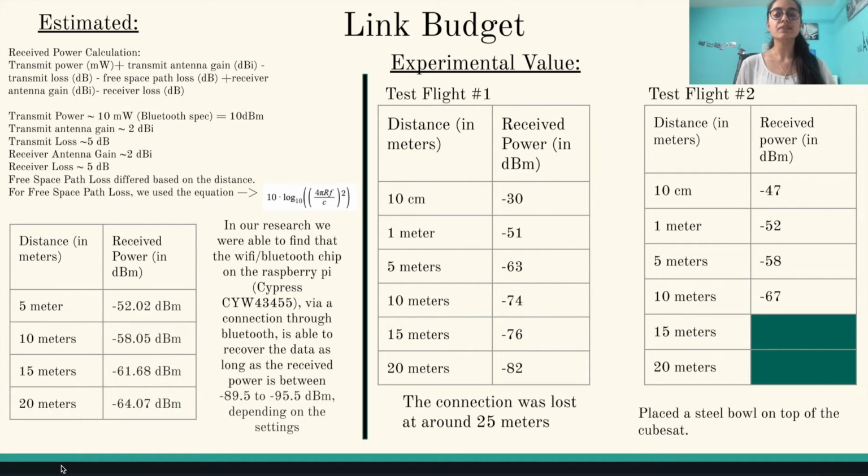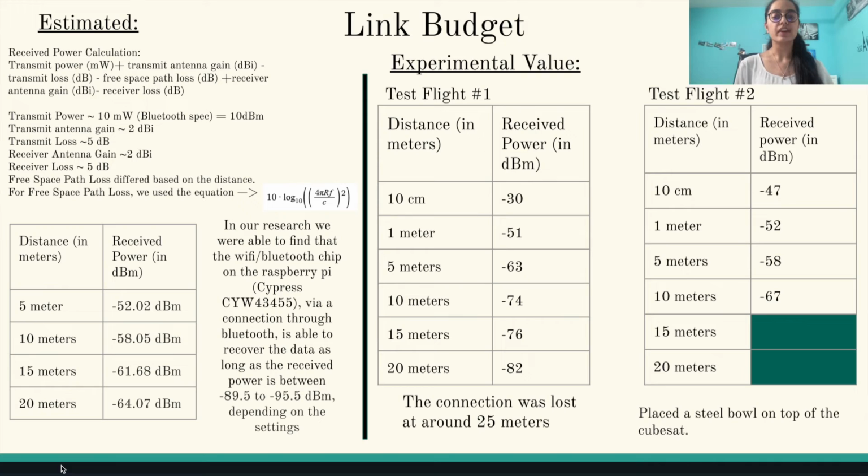In our research, we were able to find that the Wi-Fi Bluetooth chip on the Raspberry Pi, via a connection through Bluetooth, is able to recover the data as long as the receive power is between negative 89.5 to negative 95.5 dBm. Depending on the settings, we would still be able to recover our data. We noticed that our approximations made it in that range. We also found the experimental value for both our test flights to find the real-time receive power.